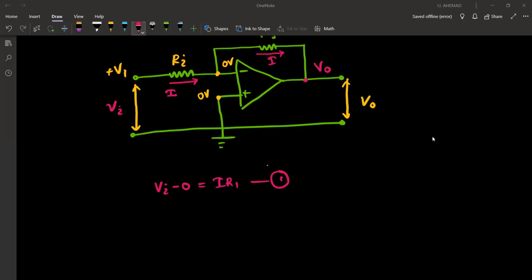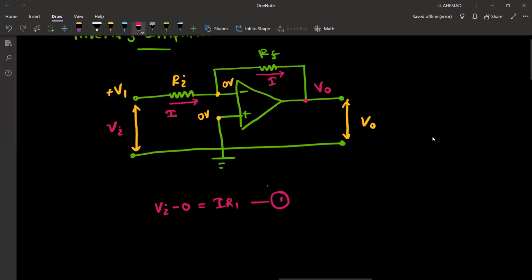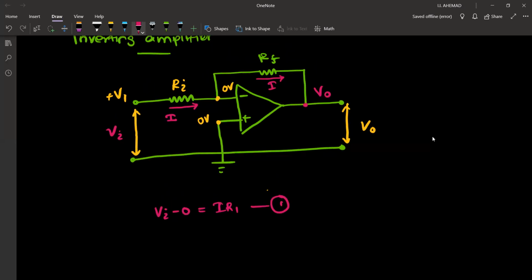So here V1 minus 0 is equal to I R. That's the first equation. The second equation: look, this is the direction of current. So 0 is at a higher potential, V0 is at a lower potential. So 0 minus V0 is equal to I into Rf. This is Ri. Now this is our second equation.